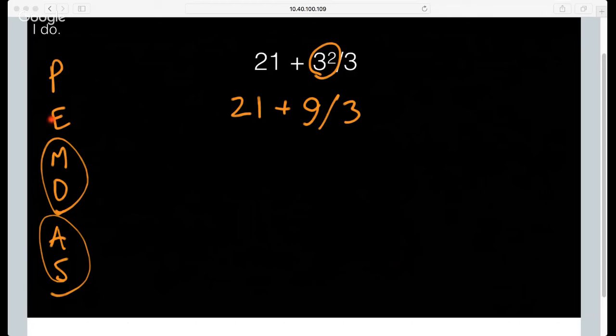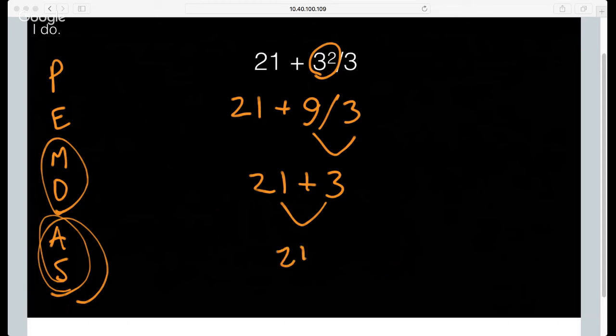So no more exponents. Multiply or divide, plus and divide. Here's a division problem, so we're going to do that. 9 divided by 3 is 3. And we're left with 21 plus 3. That's our add or subtract, the only thing left to do. And so that'll be 24.